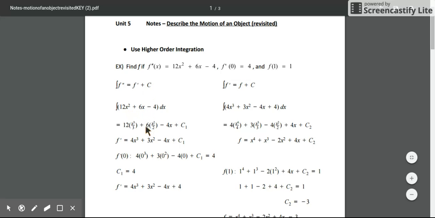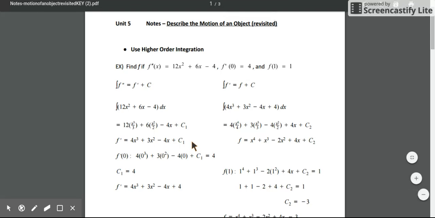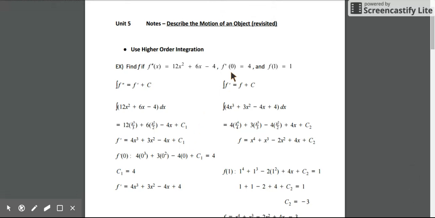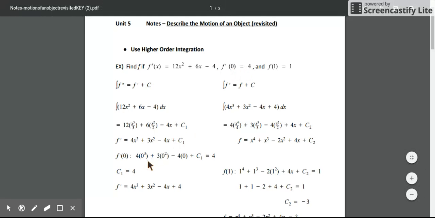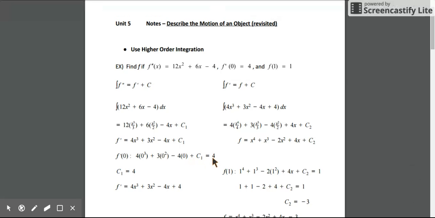So finding the antiderivative of this function gives us 4x cubed plus 3x squared minus 4x plus our first constant of integration. Let's go back up to our initial condition where we're told a value on our first derivative graph. If I input 0, my function value is 4. So if I substitute 0 for x and set my equation equal to 4, I can solve for my constant of integration. So we end up getting 4. Now we can rewrite that first derivative function in its particular solution form, given that initial condition, replacing 4 in that constant of integration spot.